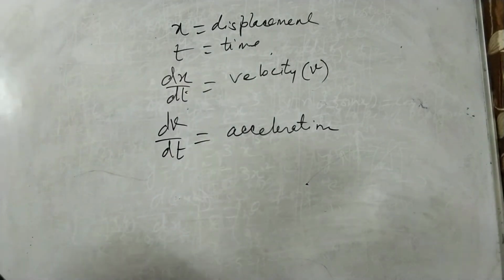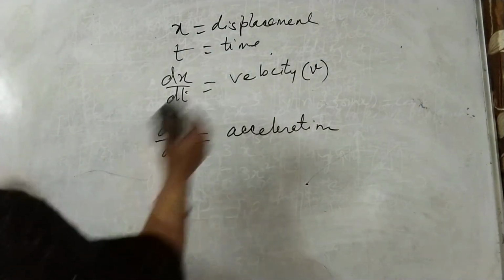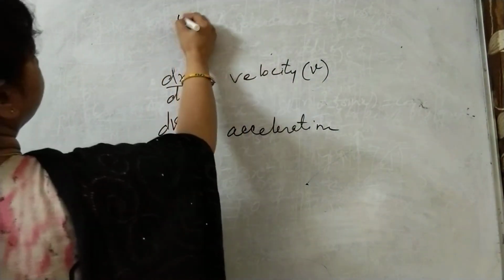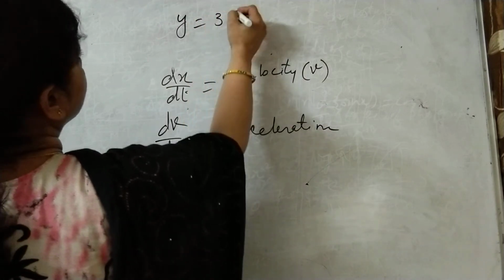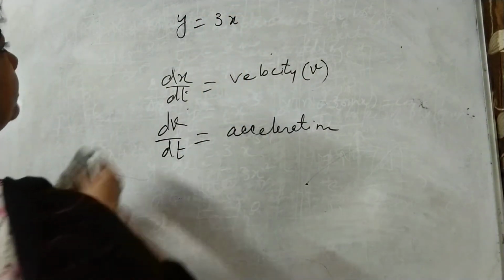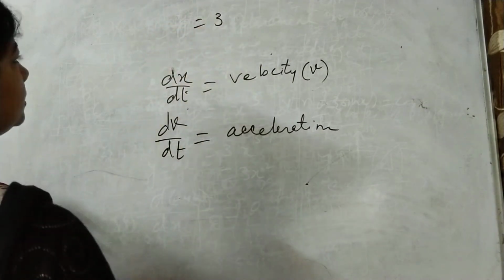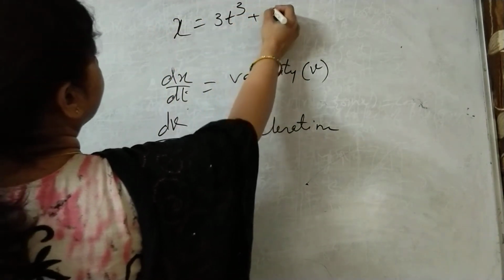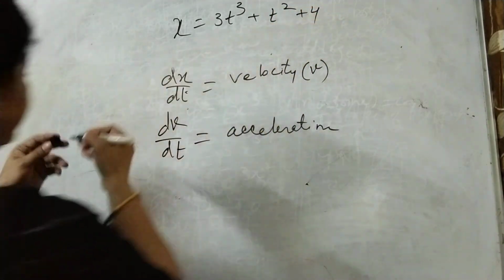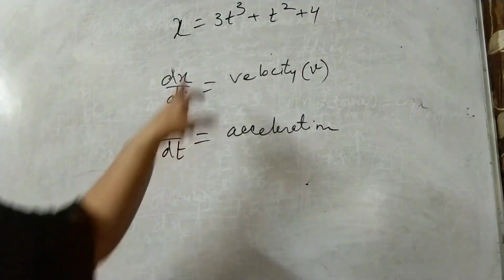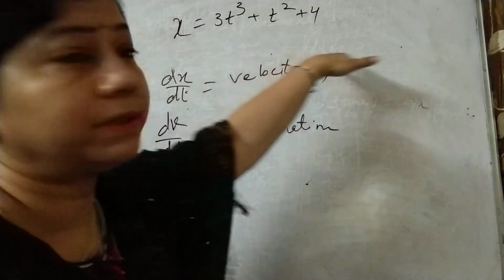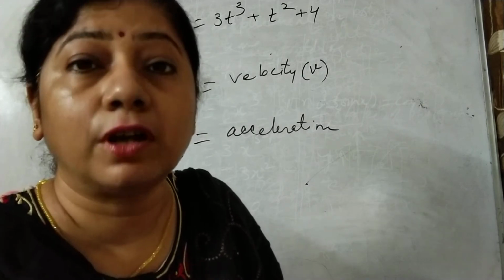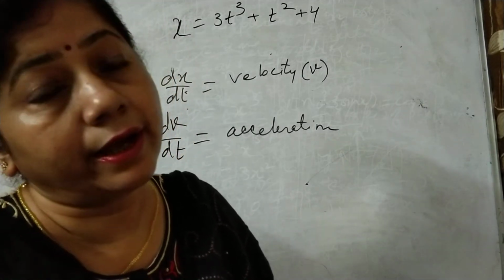Now let us assume we have an equation here. I'll write the equation here. Let us assume x is equal to 3t cube plus t square plus 4. So let us assume x is a function of time and it is represented by this equation. And from this equation, we have to find out the velocity and we have to find out the acceleration.